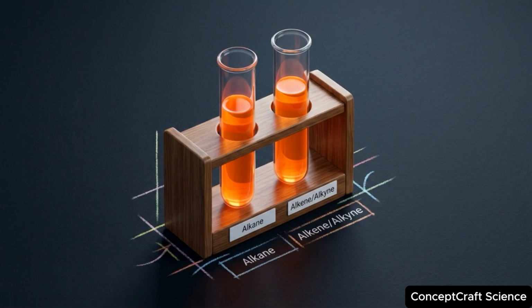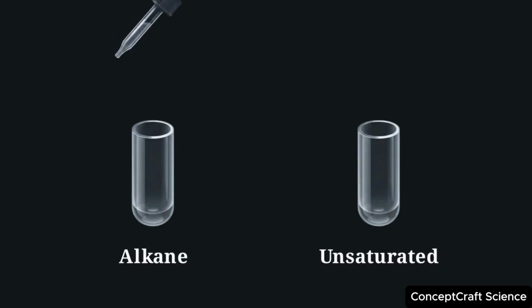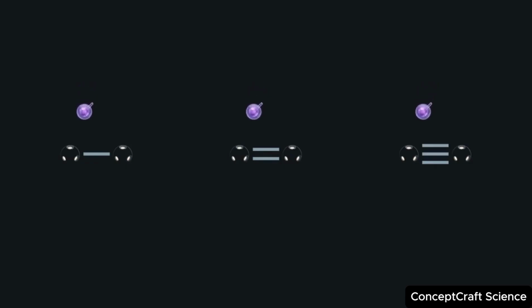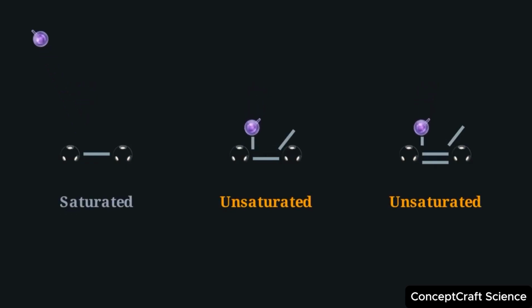We can test these invisible geometric differences in a lab using bromine water, which has a distinct orange color. If you add an alkane, nothing happens. It's already fully saturated, so the liquid stays orange. But an unsaturated alkene or alkyne eagerly reacts. It breaks its multiple bonds to absorb the bromine, turning the liquid completely clear. The math of a molecule directly dictates its behavior. Whether a carbon compound has single, double, or triple bonds determines exactly how it interacts with the world.